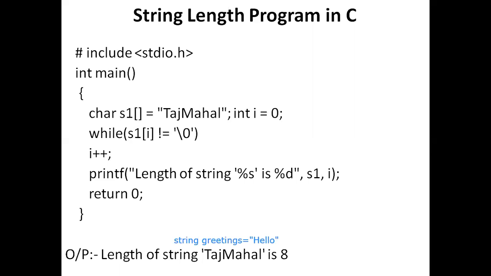So you can see here, printf length of the string %s is %d. What is %s? s1. What is %d? i. Then in the last step, return 0. So what will be the output? Length of the string Taj Mahal is 8. You can see the answer here, because 8 characters are there.